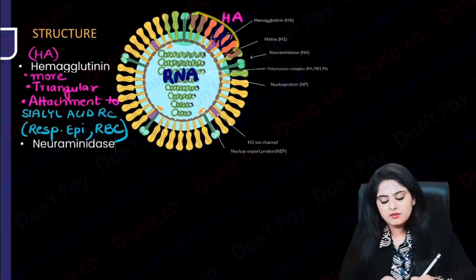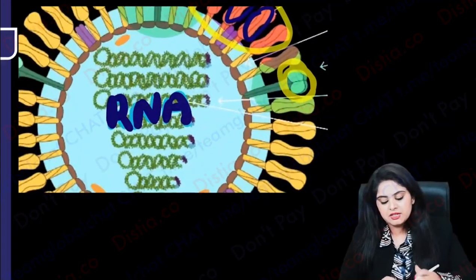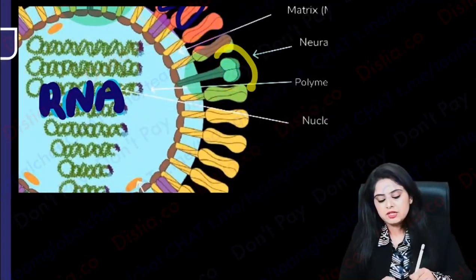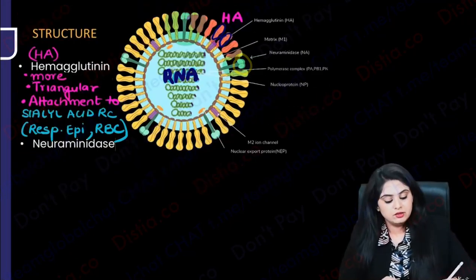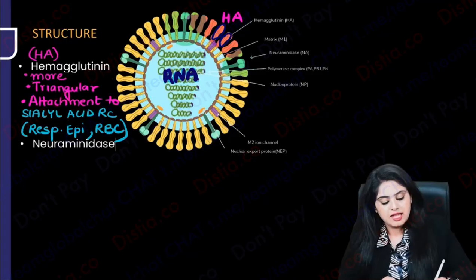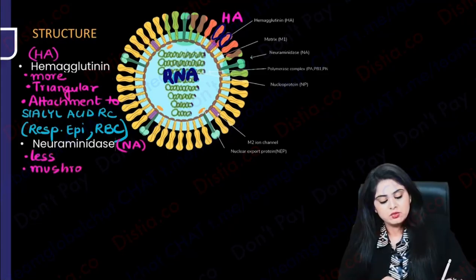Okay, the more in number were hemagglutinin, and then there are some tiny mushroom shape wala dikh raha hai. This green color mushroom shape that you have, this is neuraminidase. So please remember, the next one, that is NA, is going to be neuraminidase. It is less in number. As you can see, it is going to be mushroom shape.